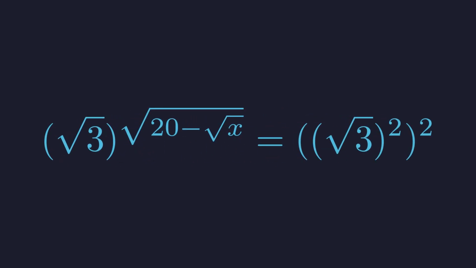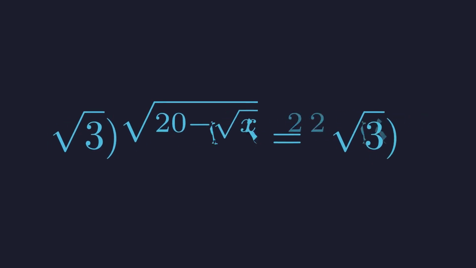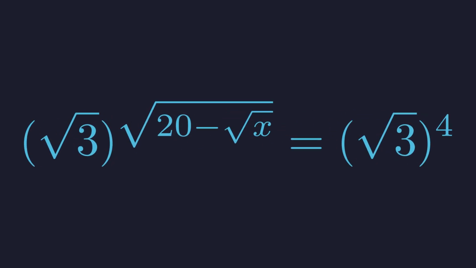By substituting this, our equation now has the same base, the square root of 3, on both sides. Now we can simplify the right-hand side using the power of a power rule, which means we multiply the exponents. This gives us the square root of 3 raised to the power of 2 times 2. And 2 times 2 is 4, so 9 is equal to the square root of 3 to the 4th power.